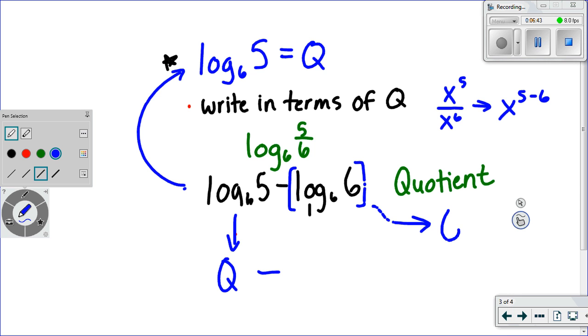So what is that? If I rewrite that in terms of exponents, I'm saying 6 to some power is going to give me 6. Well, if I take a look at that, what is the only thing that x could be? 6 to what power is 6? Well, obviously, if I raise 6 to the first power, I'm going to get 6. So that x is equal to 1. So what do I have here? I have log of 5/6 base 6 is the same as Q minus 1 if I'm writing that in terms of Q.